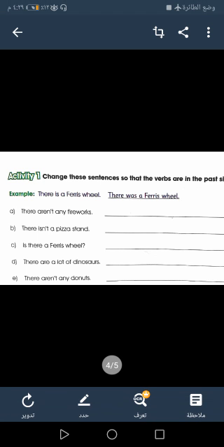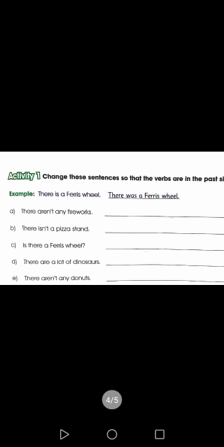Letter C. Is there a Ferris wheel? Who can answer? Yes. Excellent. Was there, we will change is for was. Was there a Ferris wheel?